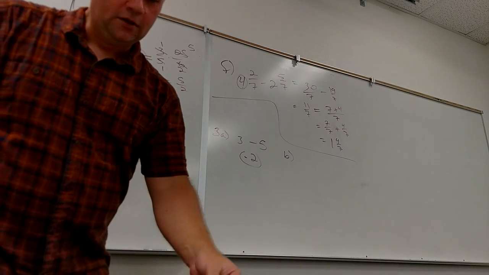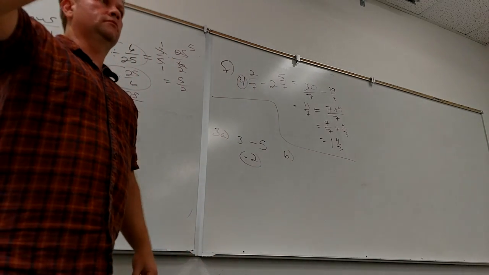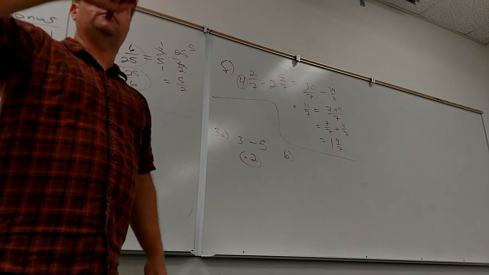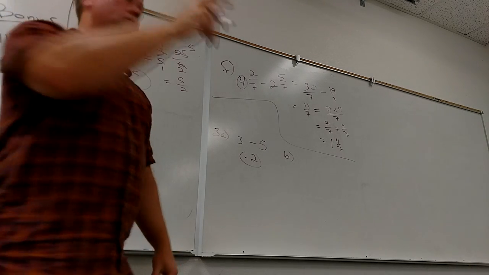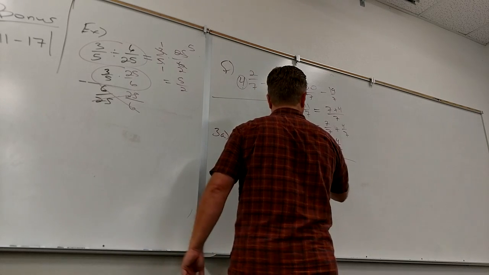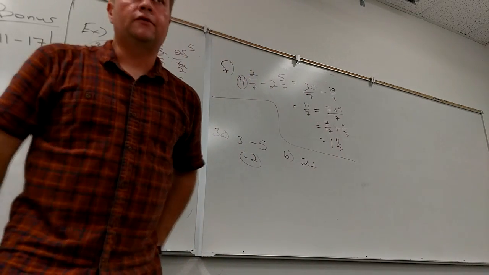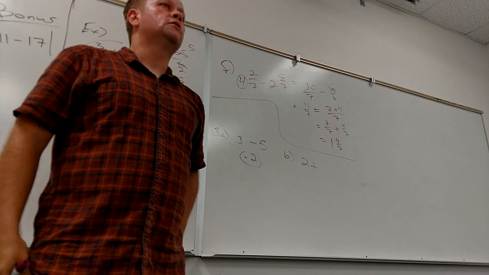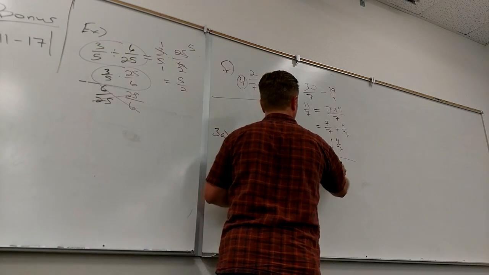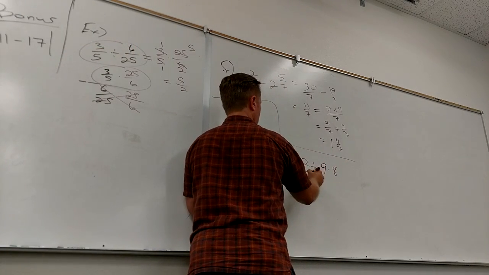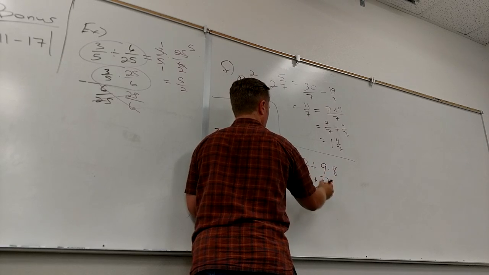Understand? The 2 more than. More than implies what operation? Plus. So 2 more than the product of 9 and 8. Product means multiplication. What's 9 times 8? 72. You get 74.